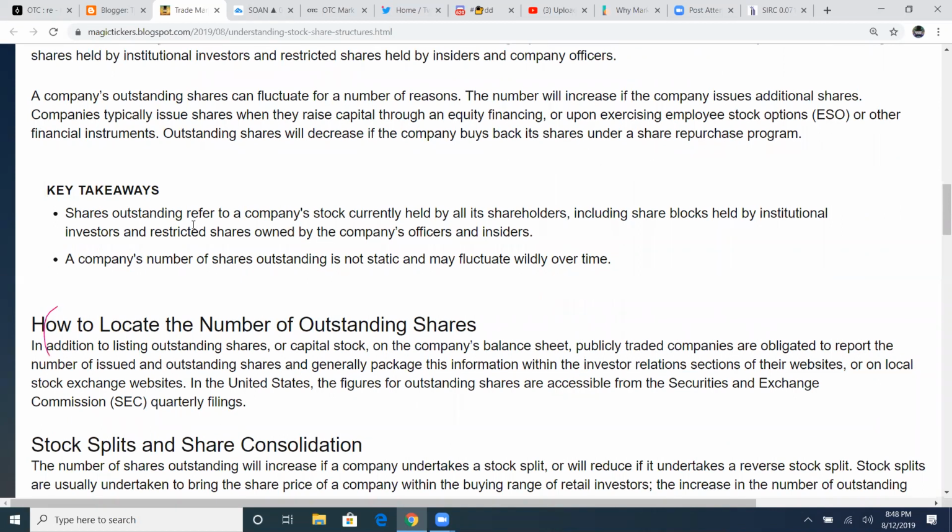Key takeaways. Shares outstanding refer to a company's stock currently held by its shareholders, including share blocks held by institutional investors and restricted shares owned by the company's officers and insiders. A company's number of shares outstanding is not static and may fluctuate widely over time.